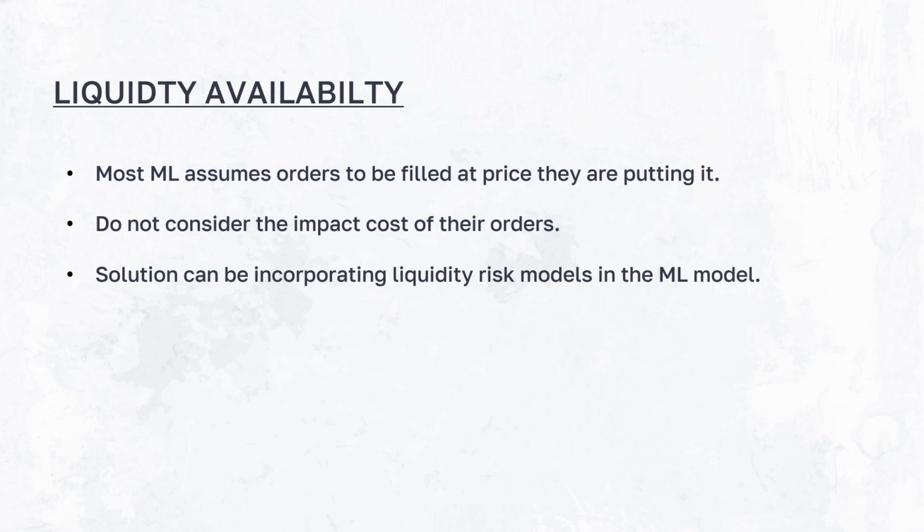Third, liquidity availability. Most machine learning models assume that the orders are filled at the price at which they are placing the orders. They do not consider the impact cost of their orders and assume that liquidity is always available. The impact cost can be really high in low liquidity markets. To model this, we can use liquidity risk models in the original machine learning model.